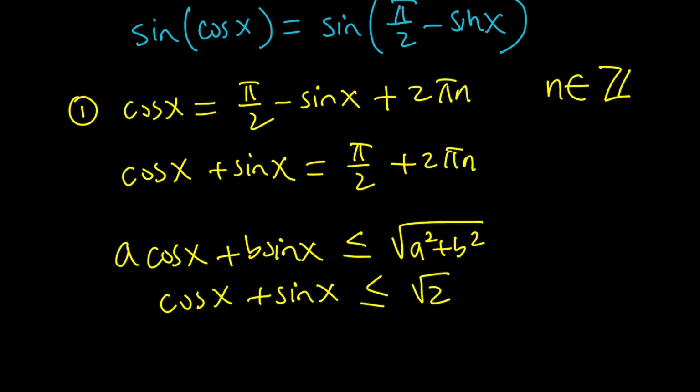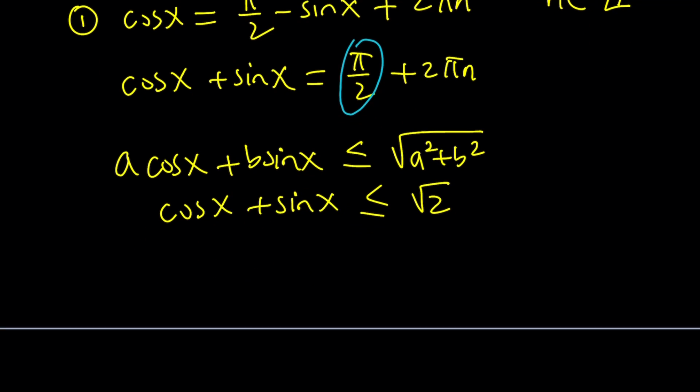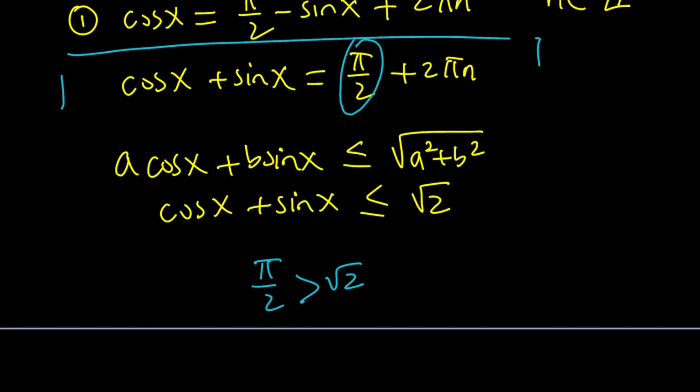But why is that important? Because if you look at it carefully, pi is about 3.14, pi over 2 is 1.5 something. It's definitely greater than root 2. So, in this case, what happens, since pi over 2 is greater than root 2, which is the maximum value for this function, then we don't have any solutions. To be more clear, we don't have any real solutions, because as you know, those boundaries are only true for real values of x. So, no real solutions to this equation. But let's go ahead and look at the second branch, and then we will make a determination for that as well.